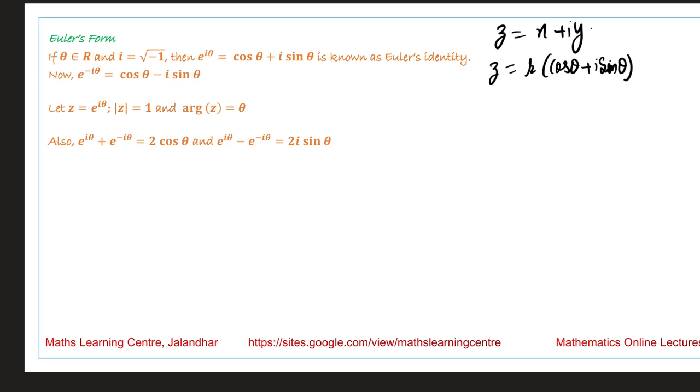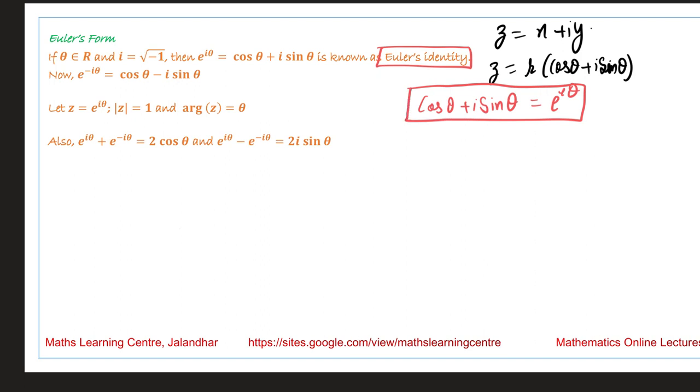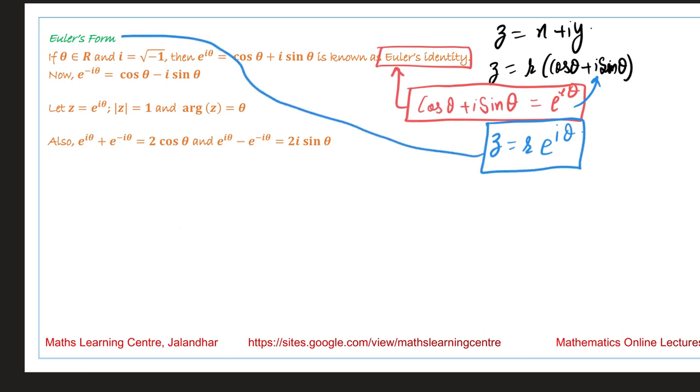Now the next form we have is Euler's form, and it uses Euler's identity. Euler's identity is: cos θ + i sin θ = e^(iθ). Here e is the exponential function. If we substitute this value in the equation, we get z = r e^(iθ), and this form of the complex number is called Euler's form.